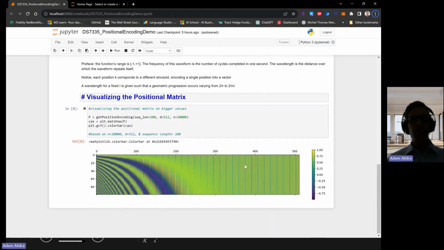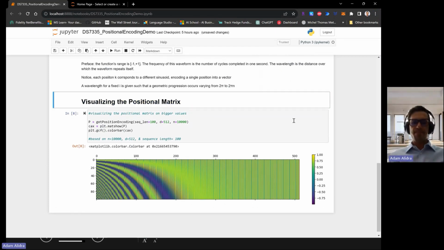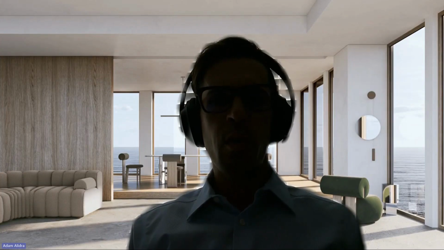And so this is a visualization of the positional matrix on Bayer values. So I want to round out here with a final slide to bring this all home.